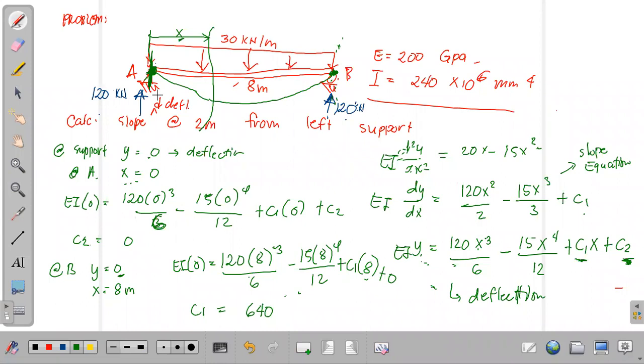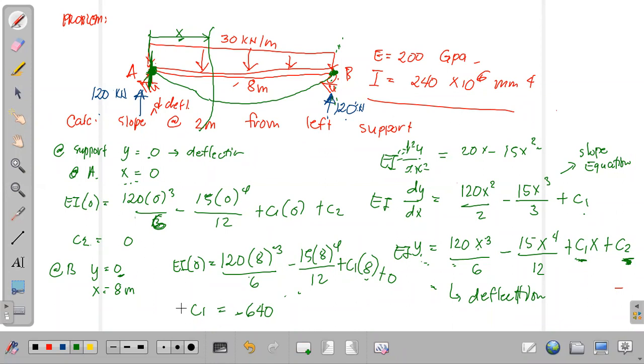12 plus alpha x is 8. So we will be getting negative 640. Negative 640 naman yung lumabas sa calculator ko. Tingnan nyo nga. Yes, ma'am, negative. Okay. Negative 640. So meron na tayong value for C2. Meron na tayong value for C1.